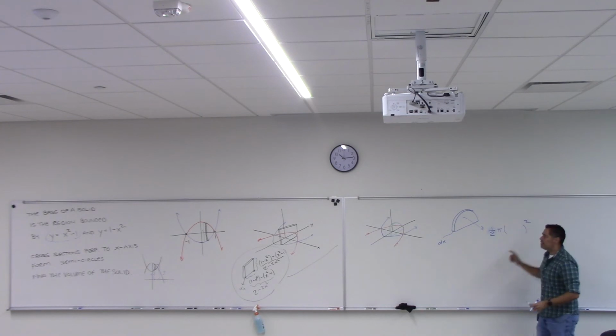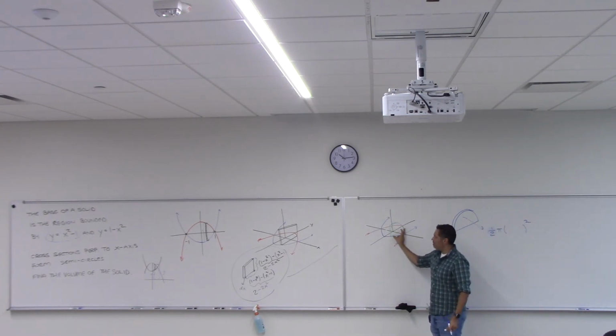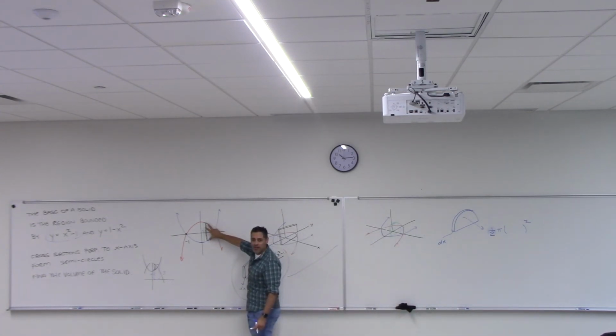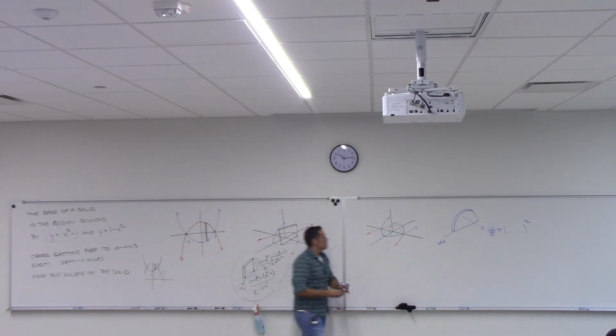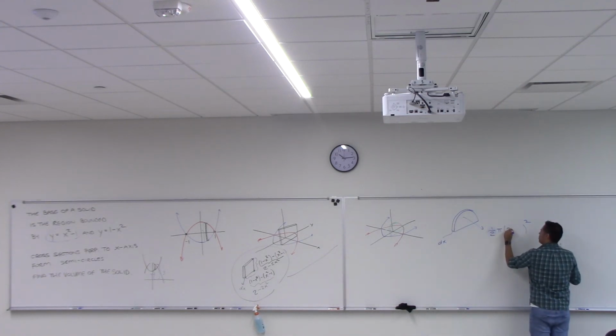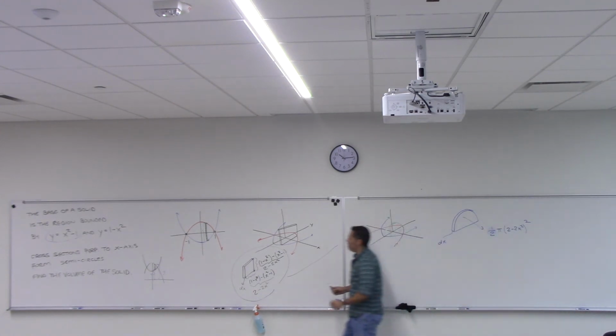But what's the radius of this? What's the distance from here to here? Well, that's this distance, right? But we just did that a second ago, right? That's 2 minus 2x squared. That's the top one minus the bottom one again. So this is going to be 2 minus 2x squared. Oh, wait, hold on. Is that right? That's not right. It's half of that, right?